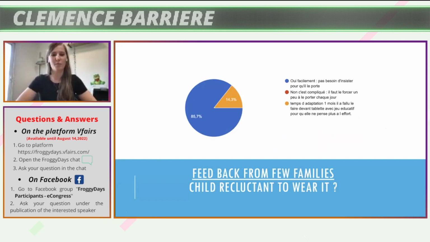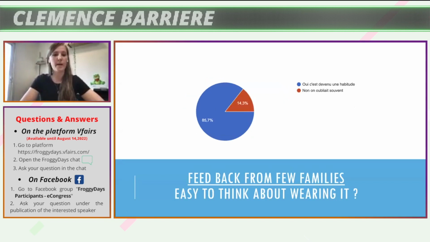So if the child is accepting the froggy mouth, is it working well? We also had a new patient in pediatric care, and he had some problems, so it took some time to adapt to the froggy mouth device. All the patients said so, but one patient said that they forgot they had a froggy mouth, and the parents cannot forget.